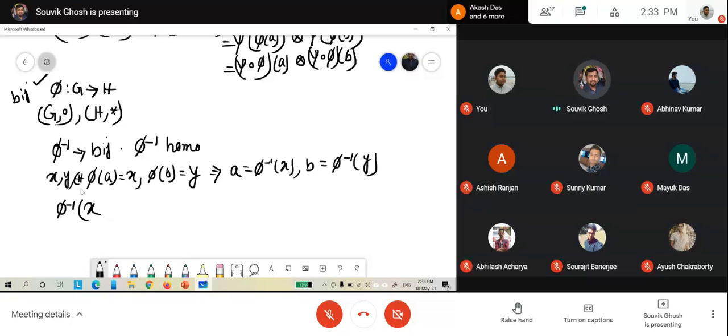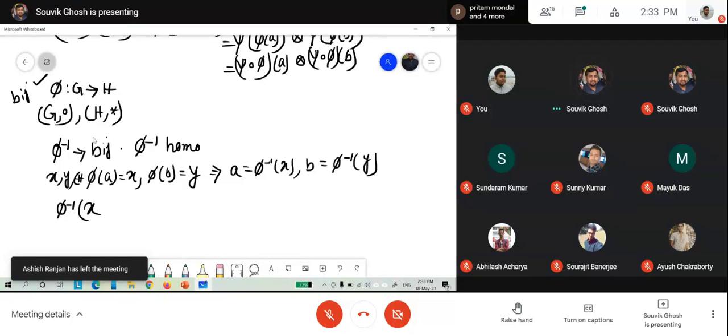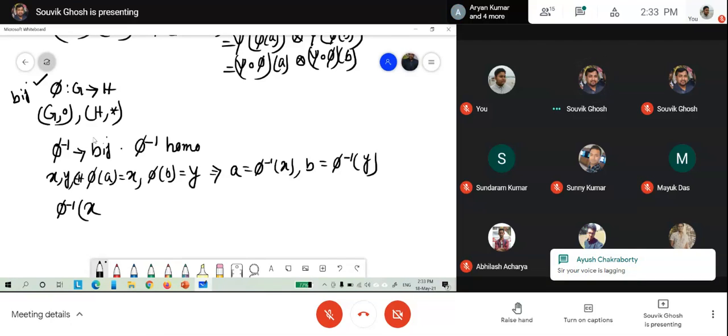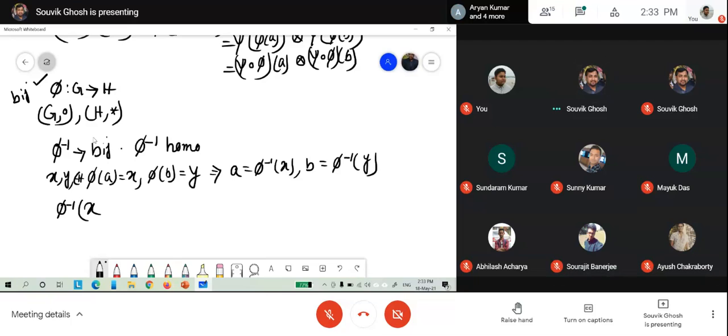So what is the operation defined in this H? What is the operation? Which operation is defined on this set H?